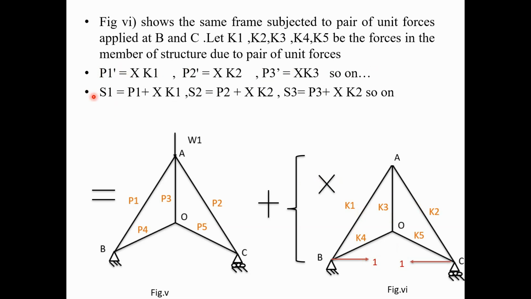So if again you have to find out the final force S1 in the redundant structure or redundant truss, then S1 is equal to P1 plus P1 dash, but we have P1 dash is equal to x into K1. So by replacing P1 dash with x into K1, we have S1 is equal to P1 plus x K1, S2 is equal to P2 plus x K2, and S3 is equal to P3 plus x K3 and so on.